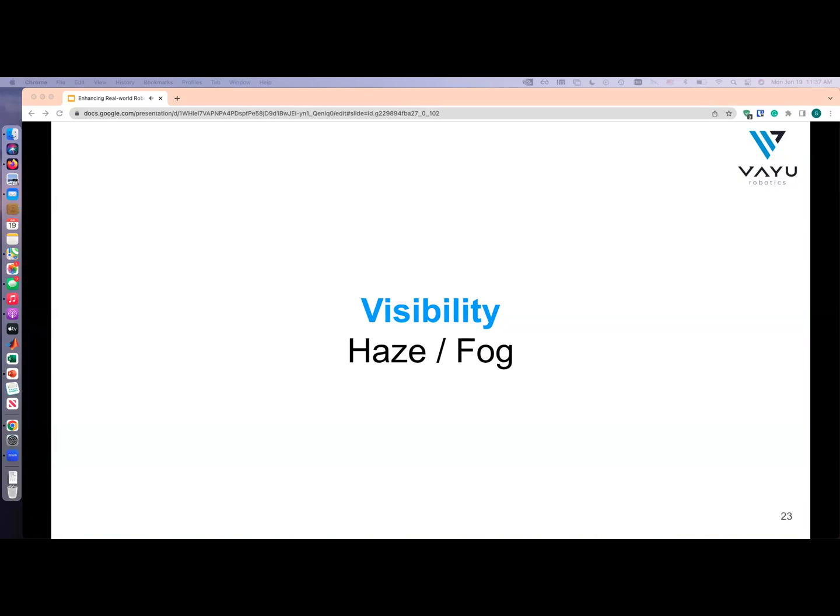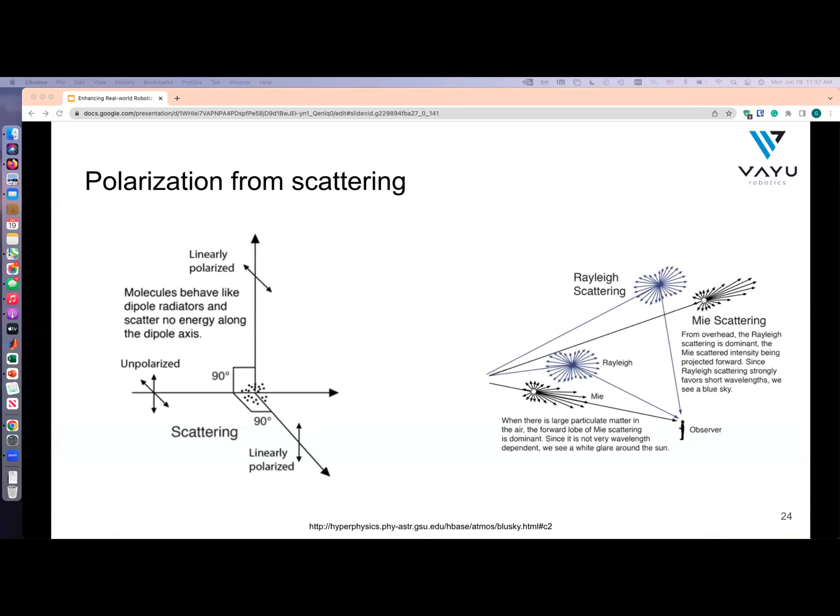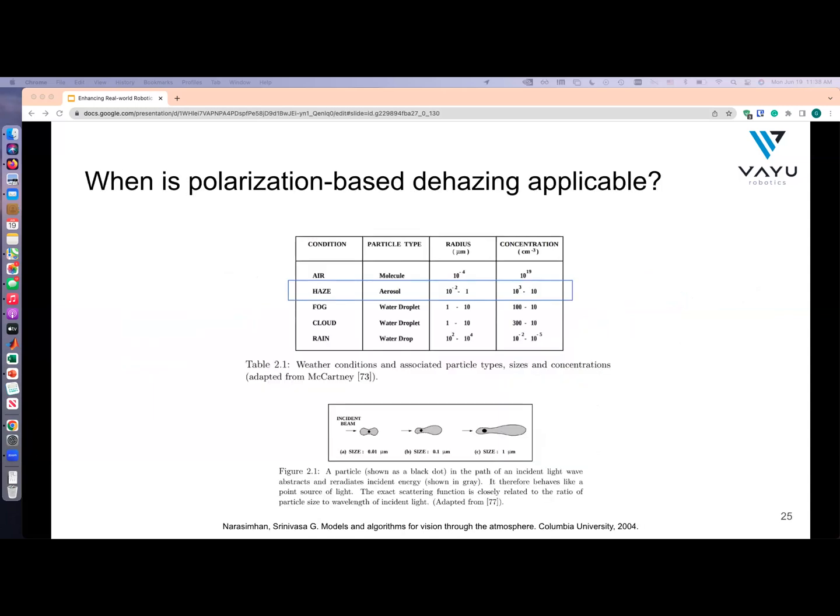Okay, so the second visibility task I would like to talk about is haze and fog. As I believe one of the presenters mentioned before, the scattering of light by air molecules produces linearly polarized light in a plane perpendicular to the incident light. Depending on the particle size, the scattering process can be formulated as Mie scattering or Rayleigh scattering. The polarization effect is most pronounced when the light scattering is caused by independent air molecules and very small, tiny dust particles in the Rayleigh scattering regime.